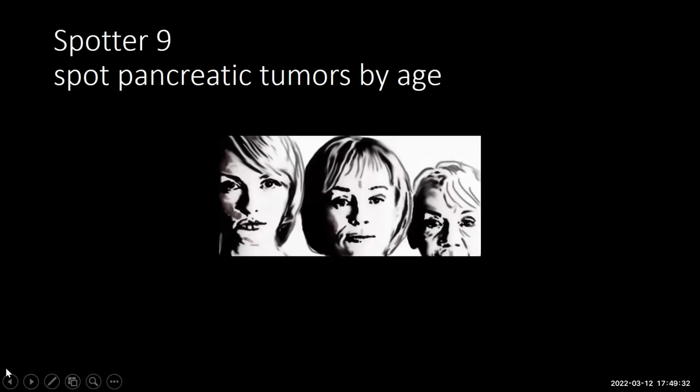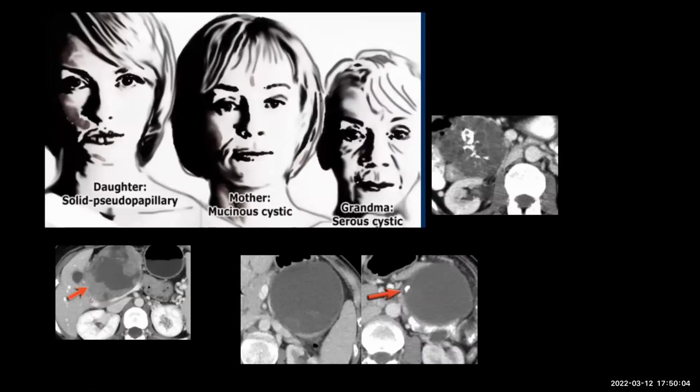So you have put 3 ladies. What are the common pancreatic tumors by age? Can you tell? So daughter, mother, and grandmother. Yes, that's right. So daughter lesion is solid pseudopapillary epithelial neoplasm. Mother lesion is pancreatic mucinous cystadenoma. And grandmother lesion is serous cystadenoma. Yeah, correct. So you answered it brilliantly. As I said, daughter is solid pseudopapillary, mother is mucinous cystic, and grandma is serous cystic.